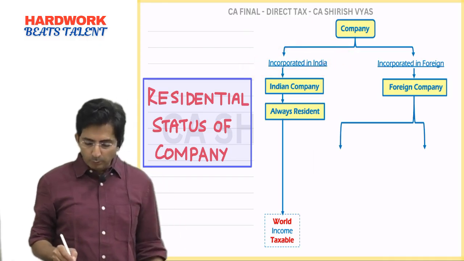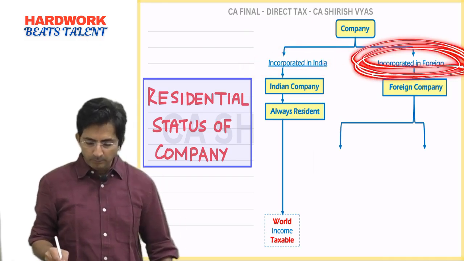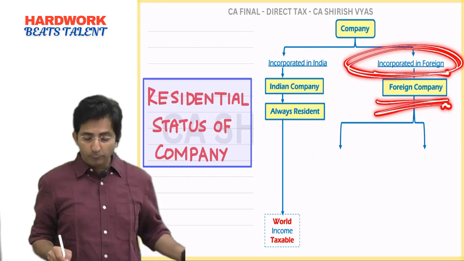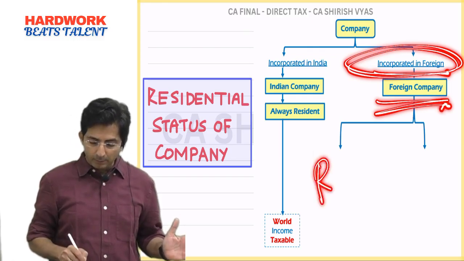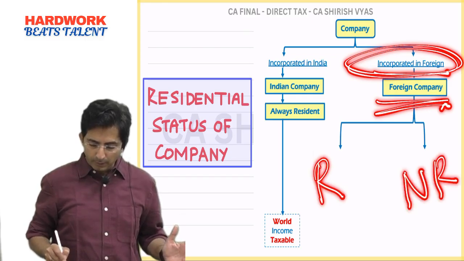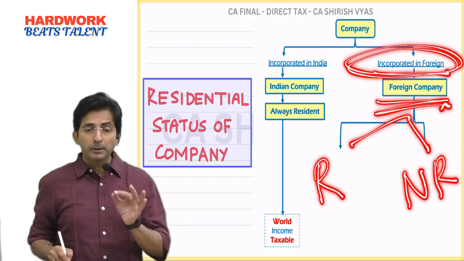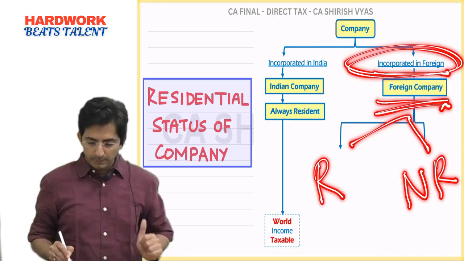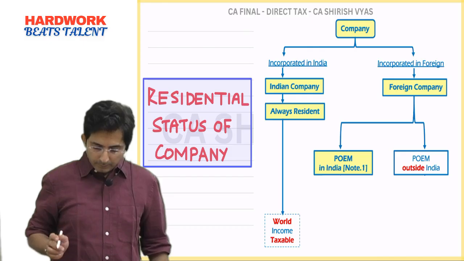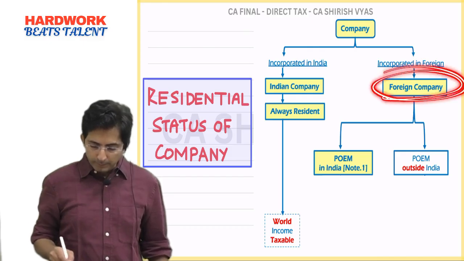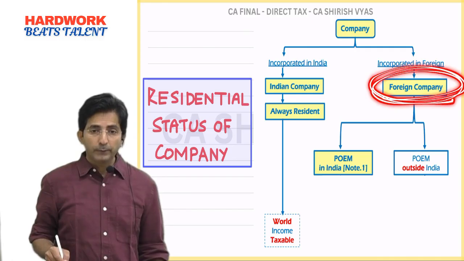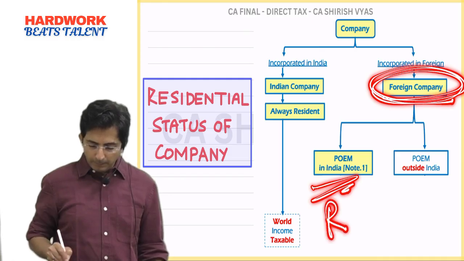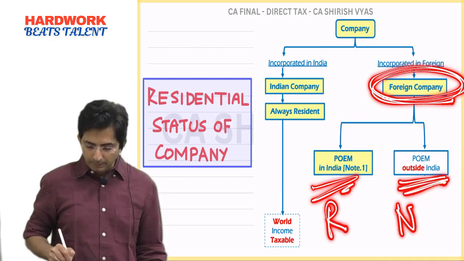But tell me, what about those who are incorporated abroad? Then they are basically foreign companies. And a foreign company can be resident also, or it can be non-resident also. That depends upon the place of effective management. This is called POEM. See the chart. If the POEM of a foreign company, POEM meaning place of effective management, is in India, then they will become R. And if the place of effective management is outside India, they will become NR.